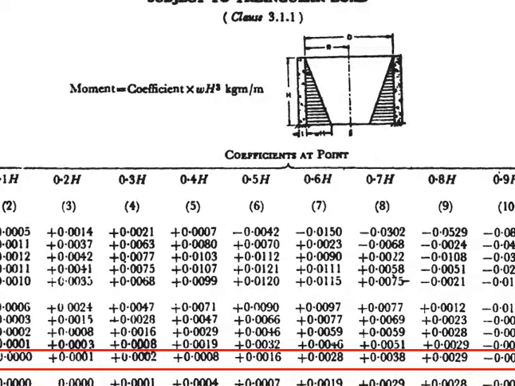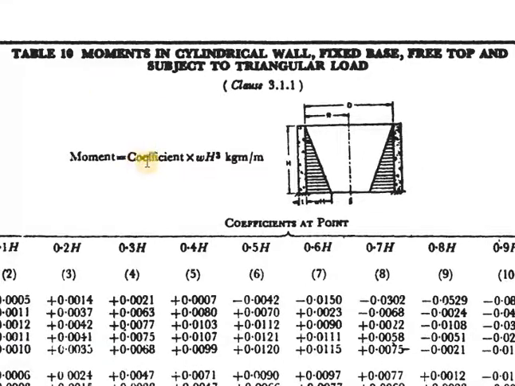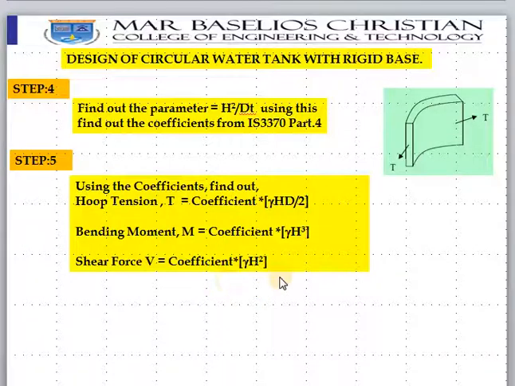So in this case it is 0.0146. Okay, so once you got that one, coefficient is equal to gamma h cube, moment is equal to the coefficient into gamma h cube. Okay, so that is what you will be finding out. Shear force, as I told you, we will not be using anywhere, so we don't need to find it out actually.